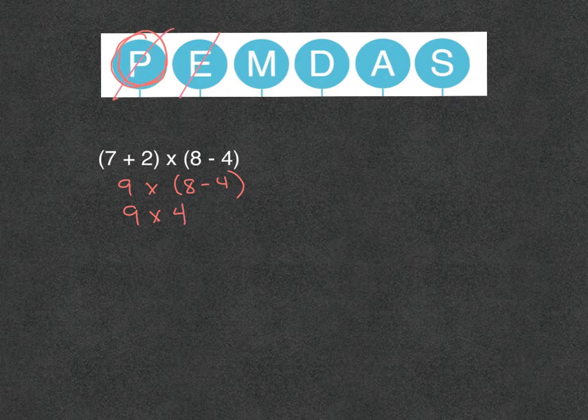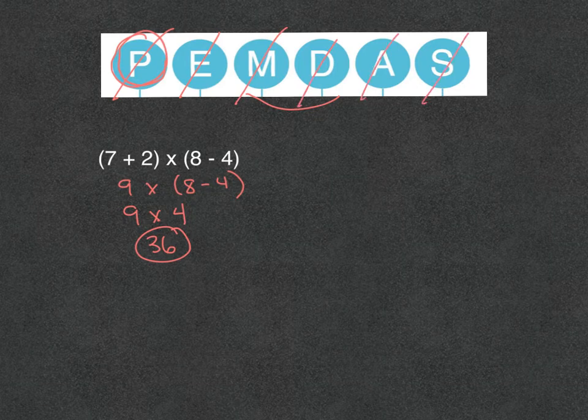There are no exponents. We're on to multiplication and division. 9 times 4 is 36. And so we're done with multiplication, and there is no addition or subtraction. So this problem is done.